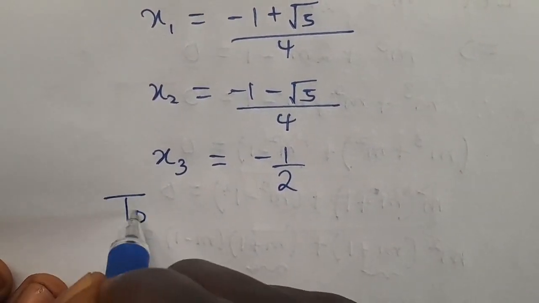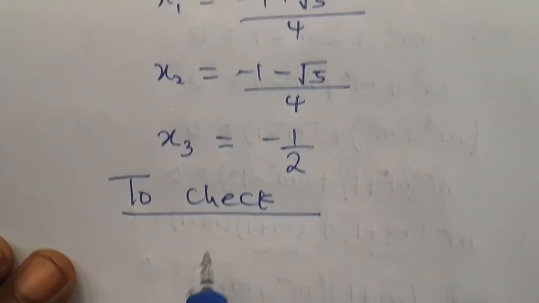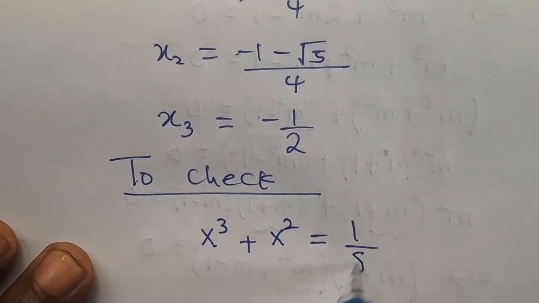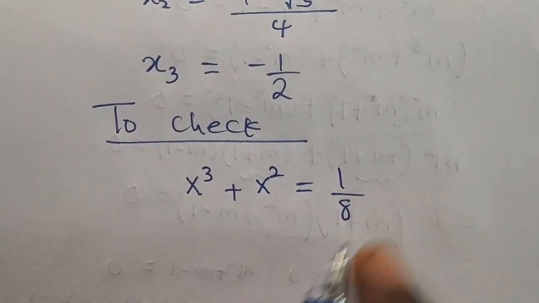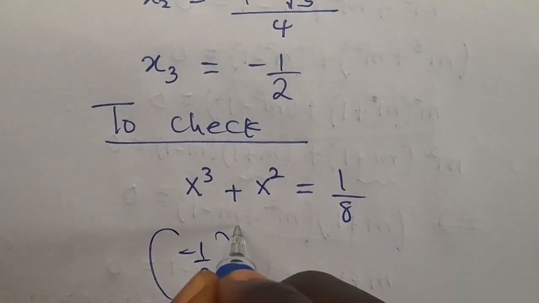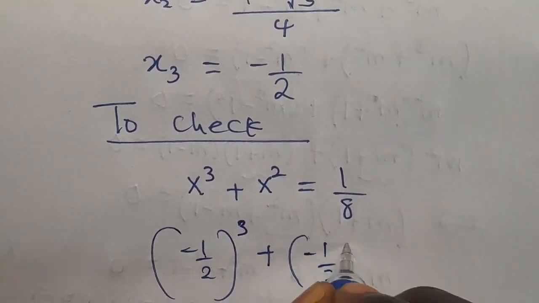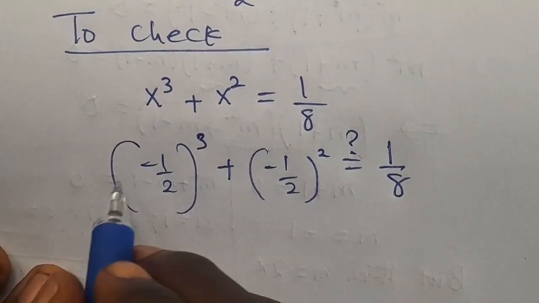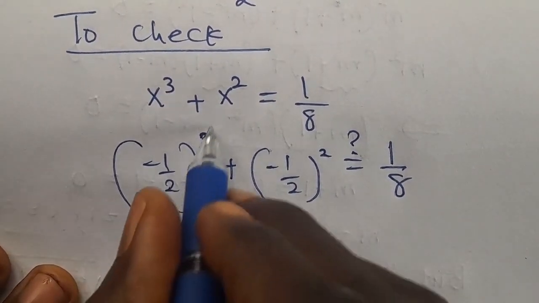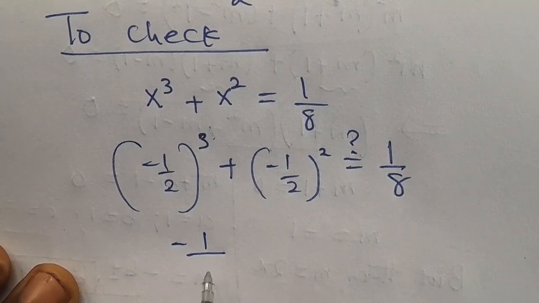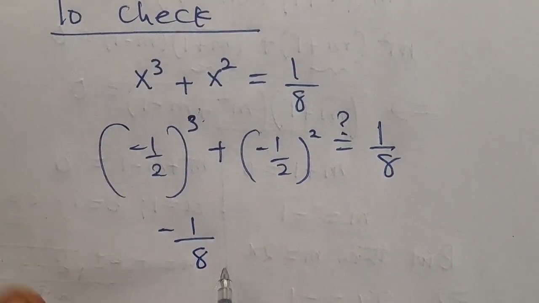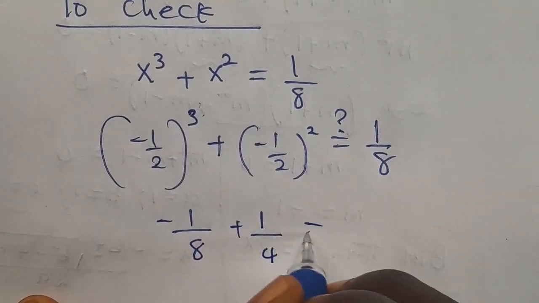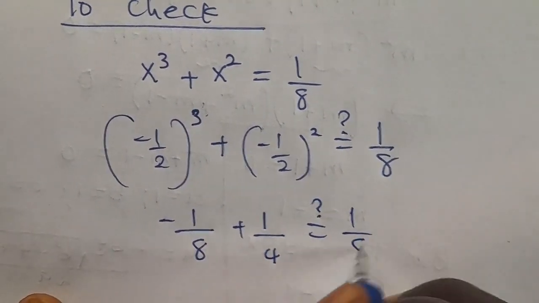Now to check, we have x to the power of 3 plus x to the power of 2 equals 1 divided by 8. When x equals minus 1 over 2, we have (minus 1 over 2) all to the power of 3 plus (minus 1 over 2) all to the power of 2. Then is it going to give us 1 divided by 8? This will give us minus 1 divided by 2 to the power of 3, which will give us 8. Likewise, this will give us 1 over 2 to the power of 2, which will give us 4. Then is it going to give us 1 divided by 8?